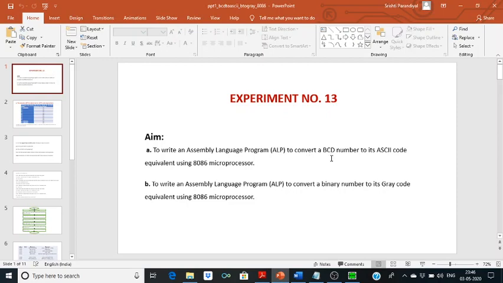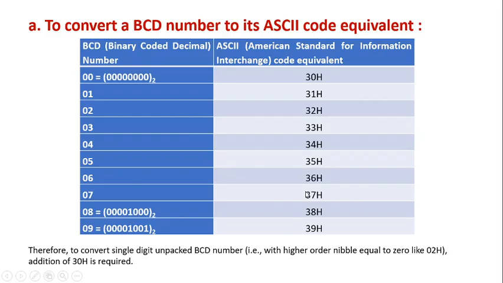First one is to convert a BCD number to its ASCII code equivalent using 8086 microprocessor, and the other one is to convert a binary number to its gray code. So now moving to our first objective, we have to convert a BCD number to its ASCII code equivalent.